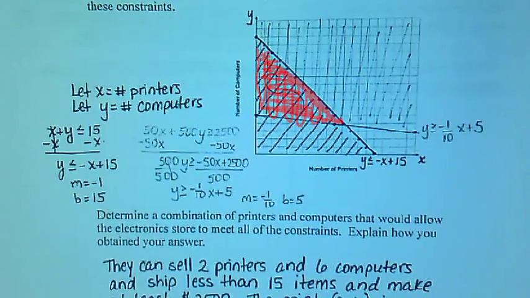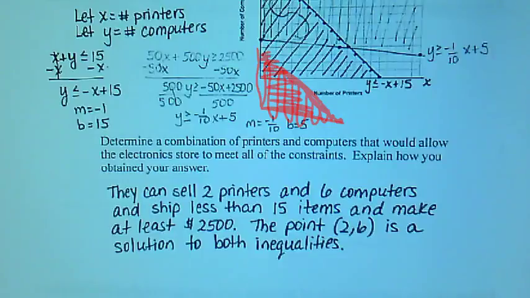So what I said is they can sell 2 printers and 6 computers, and then I basically just restated the question. The point (2, 6) is a solution to both inequalities. So that is a great explanation. Remember, explanation means with words.